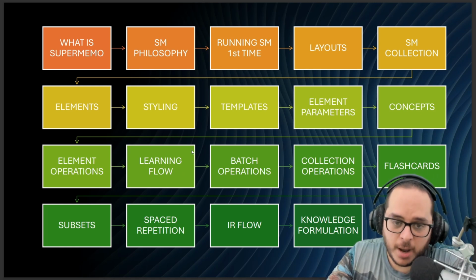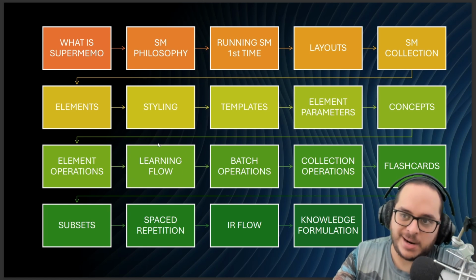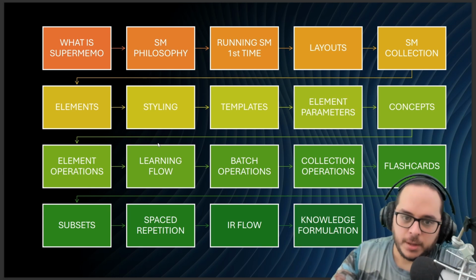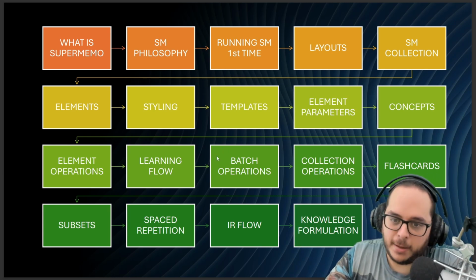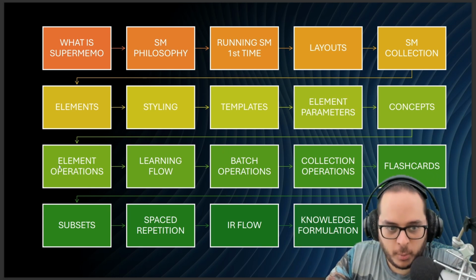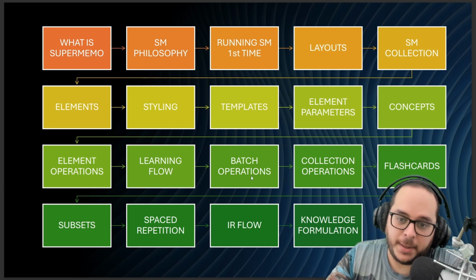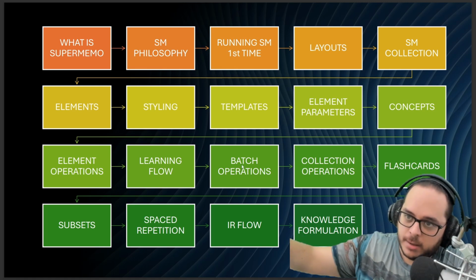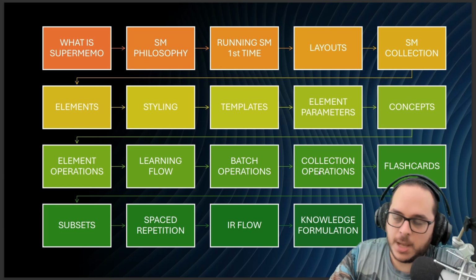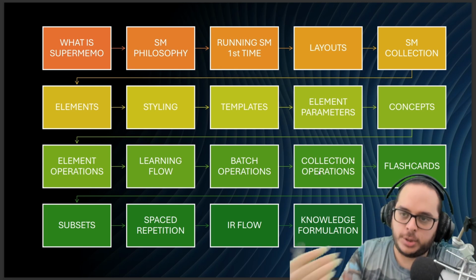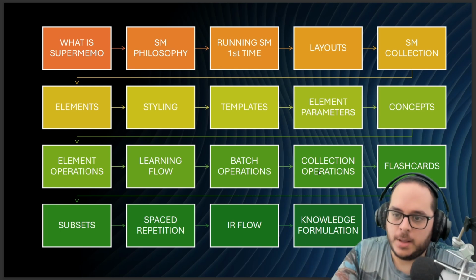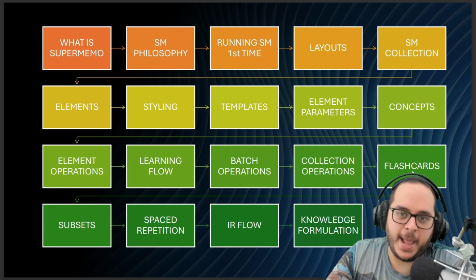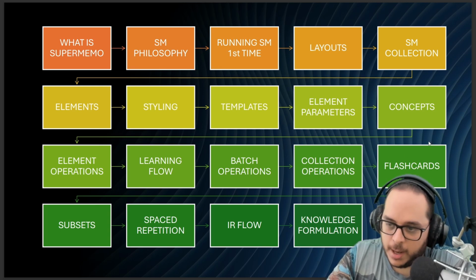Then this is more soft, more on the use cases rather than the hard features of the learning flow. Then batch operations. So what you can do instead of one element, in many elements, and then on the collection. The difference is that batch operations are in bulk, many, and collection operations are everything or nothing. You cannot choose a subset, a selection. Then flashcards. Again, this is massive. There's a lot here.